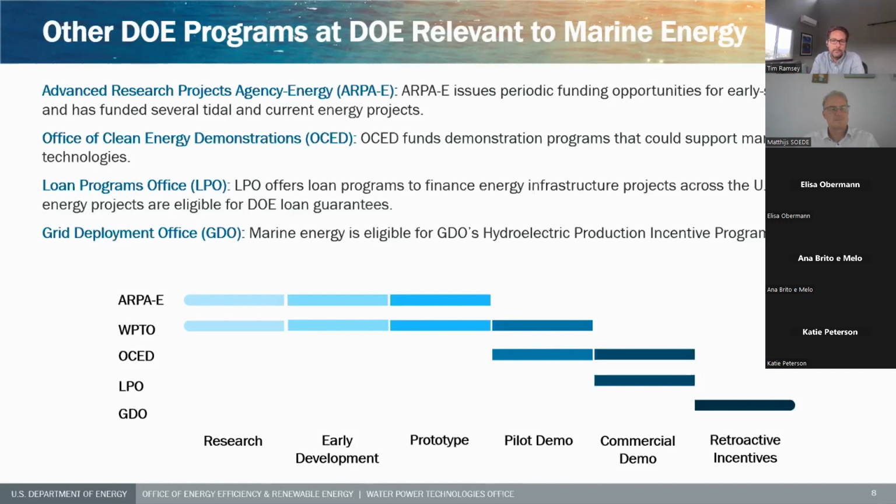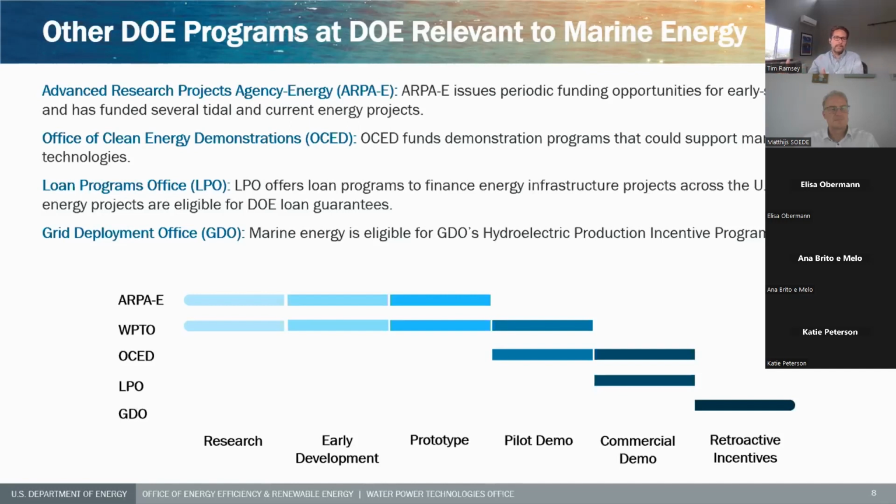You can see on that bottom graph there, we're trying to really support the entire technology development. So ARPA-E is really attacking some of those low TRL technologies. They've put, I think, around $35 million into marine energy over the last couple of years. They have their Sharks program. A number of the developers we commonly work with are part of that Sharks program. Our office, WPTO, and the Marine Energy Program picks up somewhere in there. We do early stage R&D all the way to pilot demonstrations.